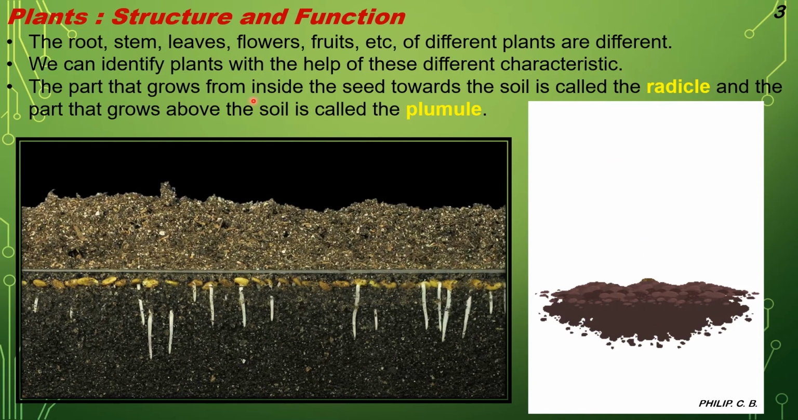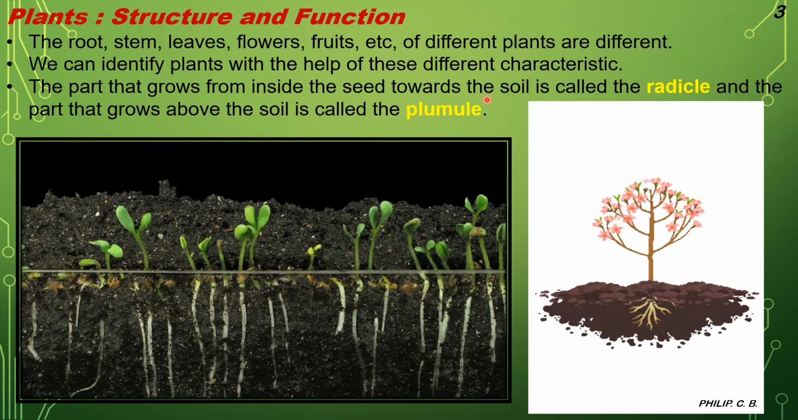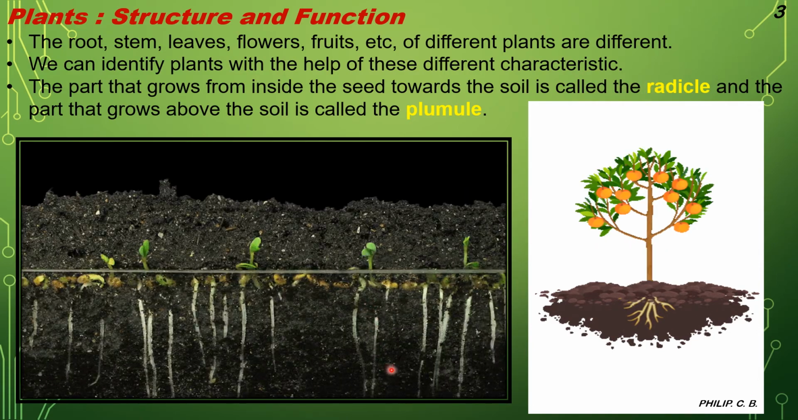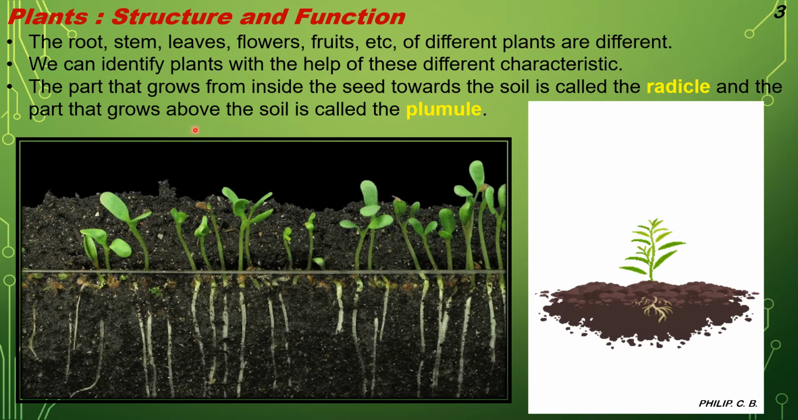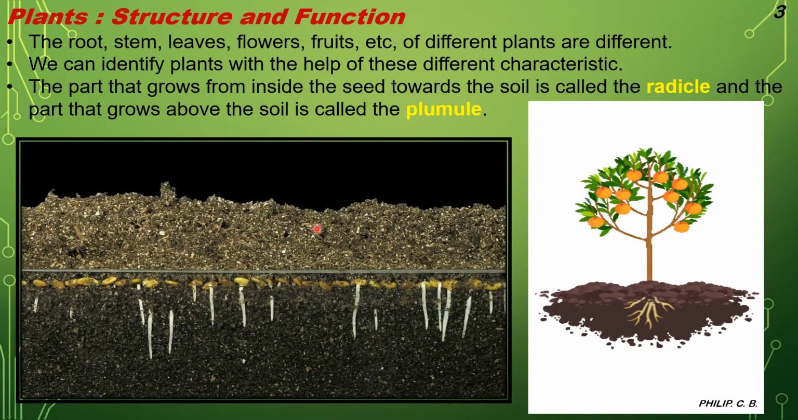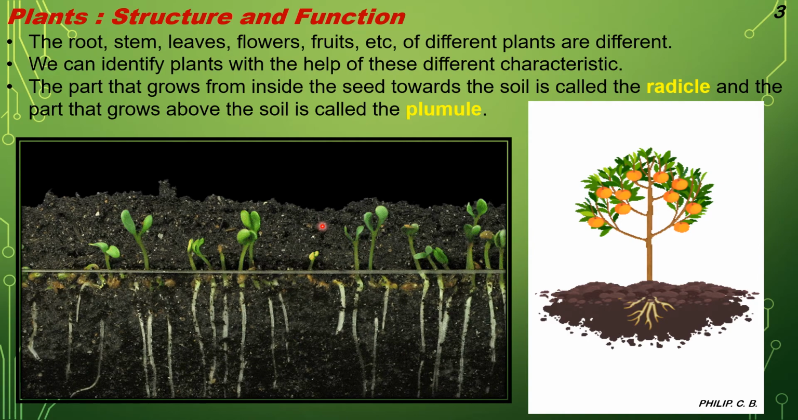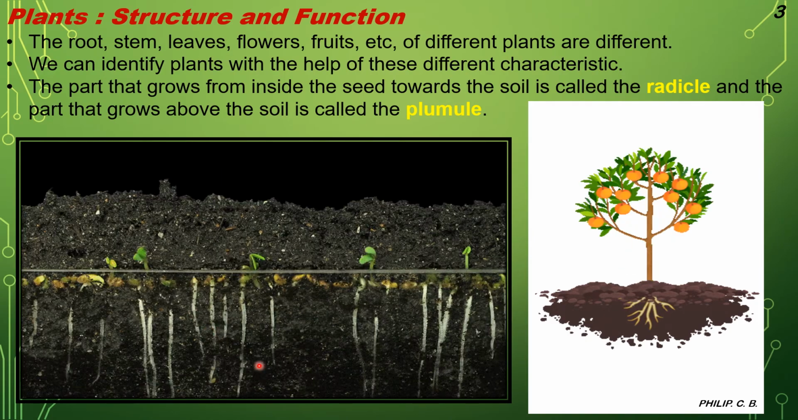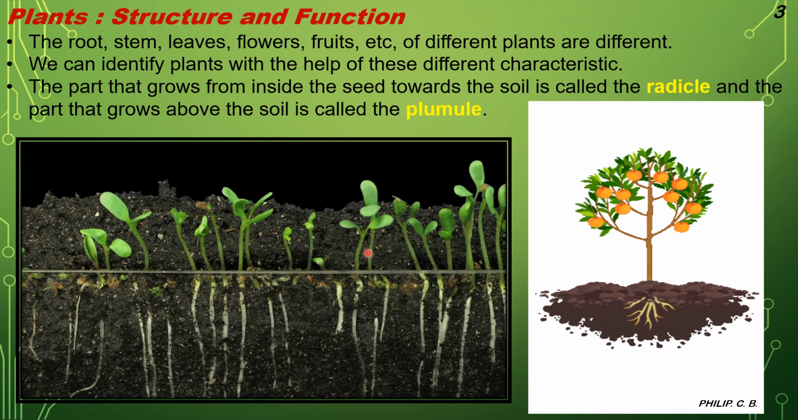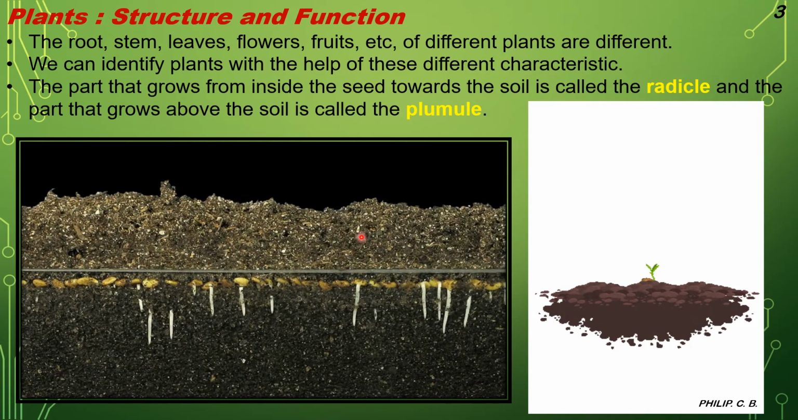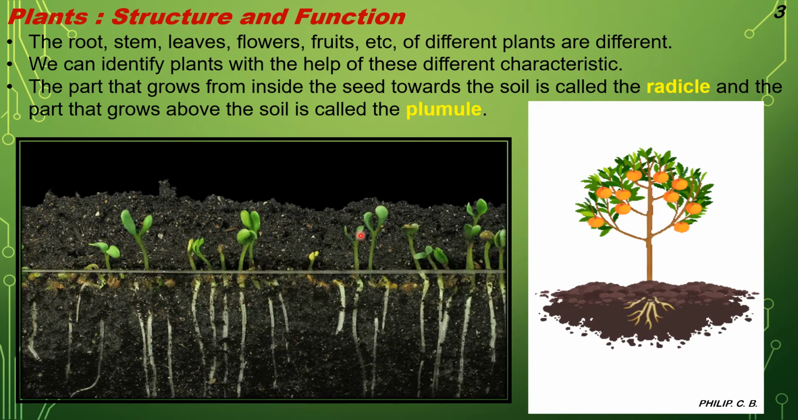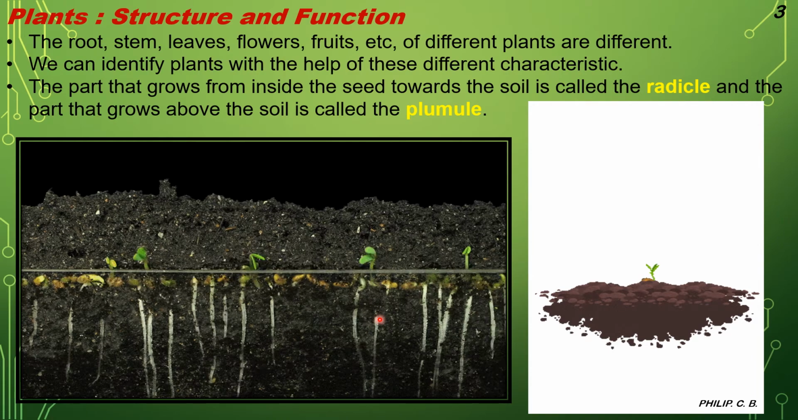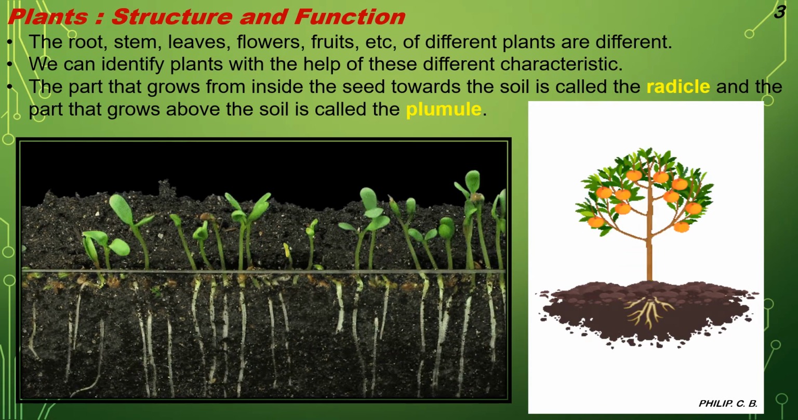The part that grows from inside the seed toward the soil is called radicle, which you can see over here slowly moving downward, and the part that grows above the soil is called the plumule. Now you will say we have learned about root and stem, right? Correct. So this radicle forms the root and the plumule forms the stem part. Okay, so initially when the seed sprouts or germinates, we can see the part growing downwards, the radicle, and upwards, the plumule.